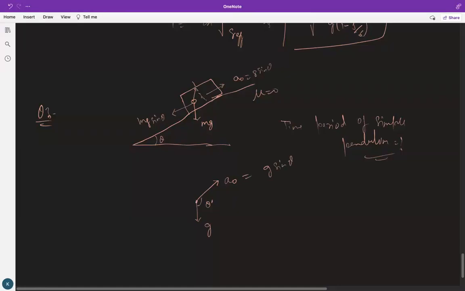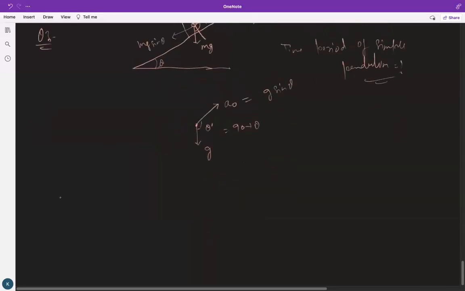And how to find this angle? If you consider this angle, this is 90 degrees, and this angle is theta. So this angle is also theta. So our theta dash is equal to 90 plus theta, right? Now it's time to find the G effective. So our G effective value is the square root of G square plus A naught square plus 2 A naught G cos of the angle, and the angle is 90 plus theta, and cos of that is equal to minus sine theta, right?